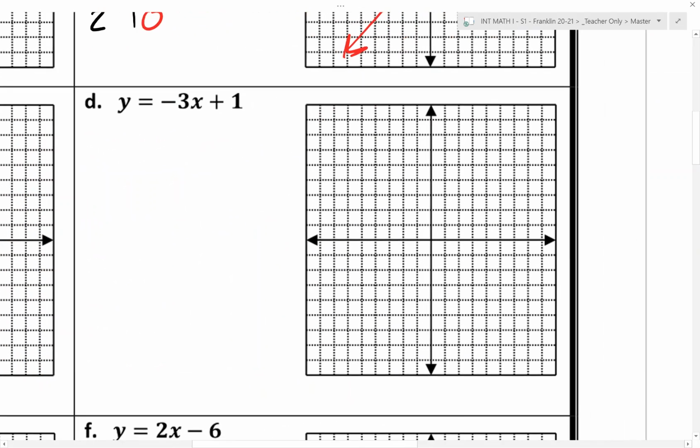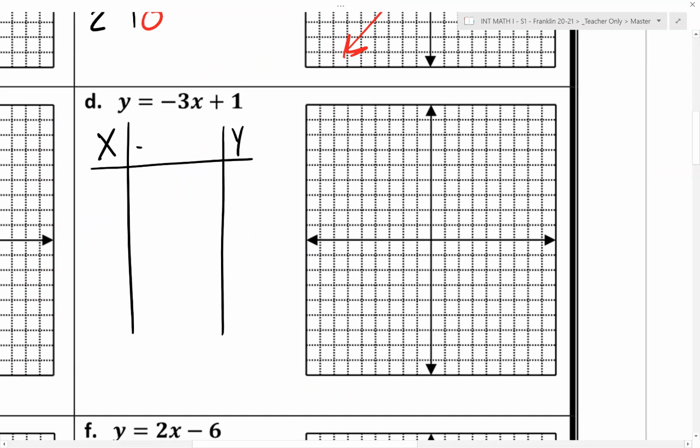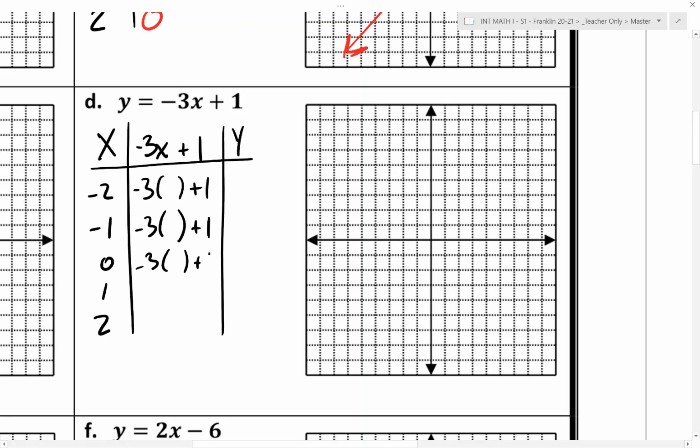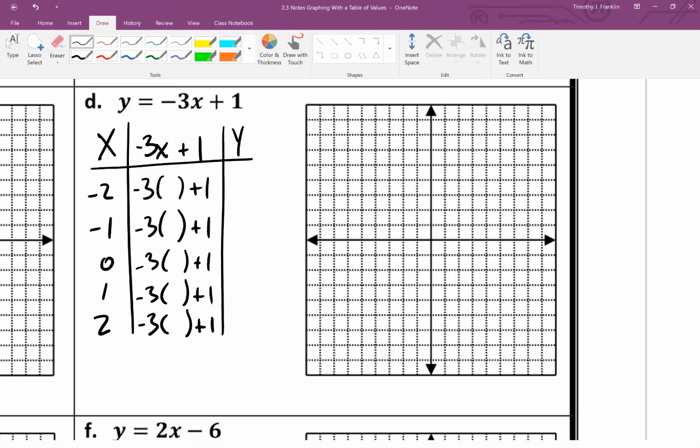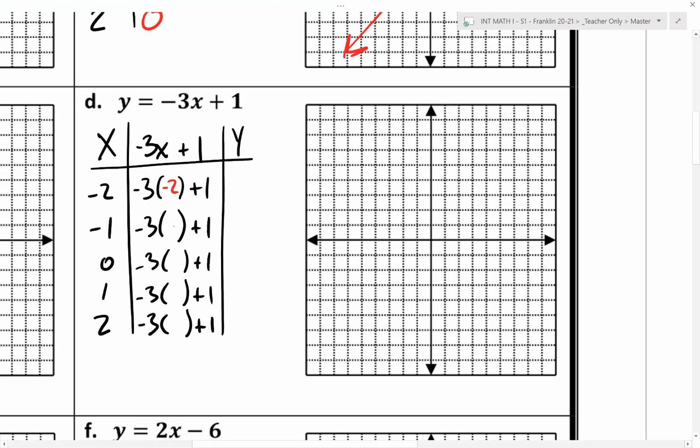Let's go on to example D. Same thing, a little more complicated. I've got 2 steps, so just to be safe, I recommend putting in this middle column, although you don't really need to, just if it helps. Okay, so let's plug in those x values. We got -2, -1, 0, 1, and 2. So let's do some math.